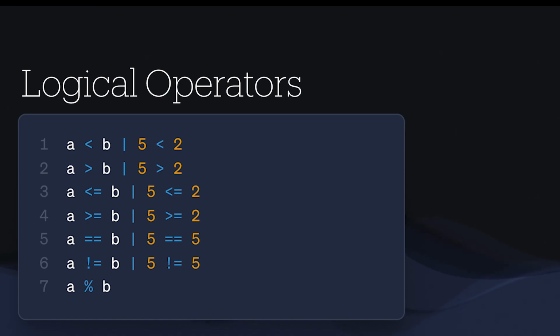Because we're checking if it's not the same. And then finally we have the remainder operator. Really, I think I should have put this in the arithmetic part, but oh well. All this does is give you the remainder of something.